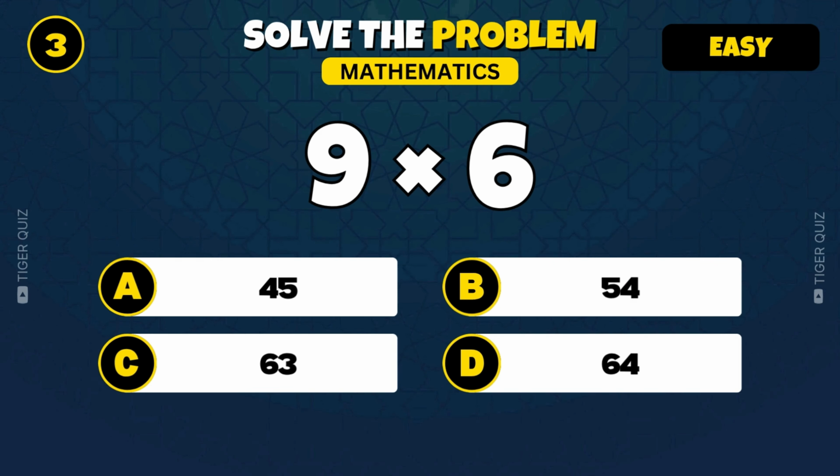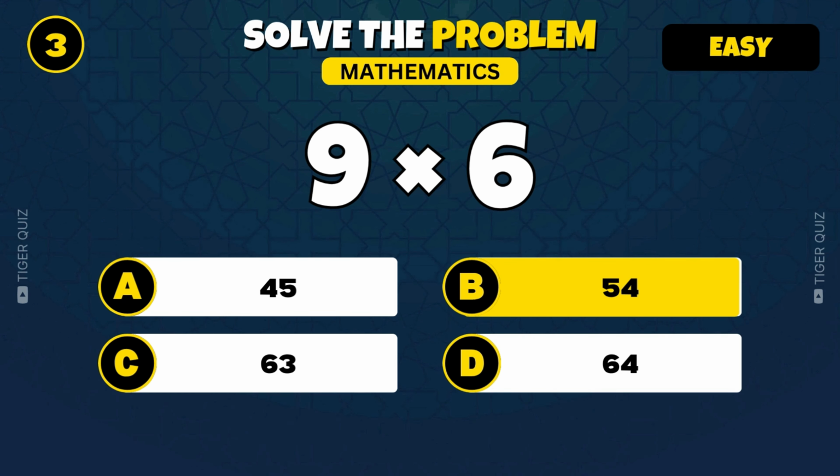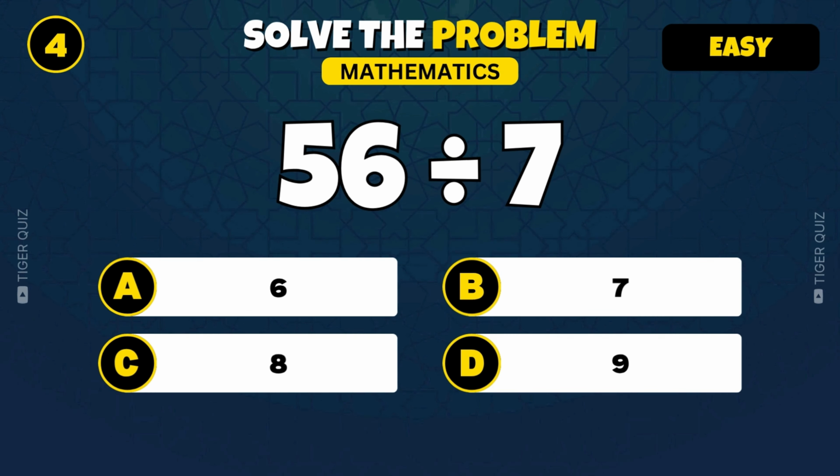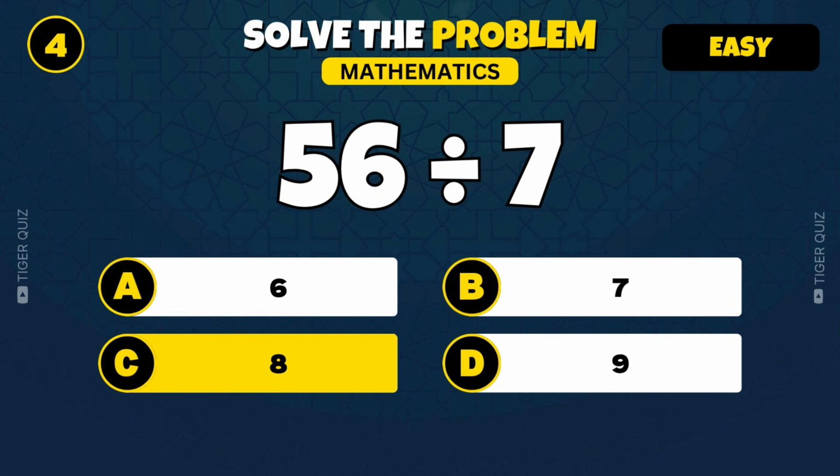What is 9 times 6? Correct. The answer is 54. What is 56 divided by 7? Good one. It's 8.